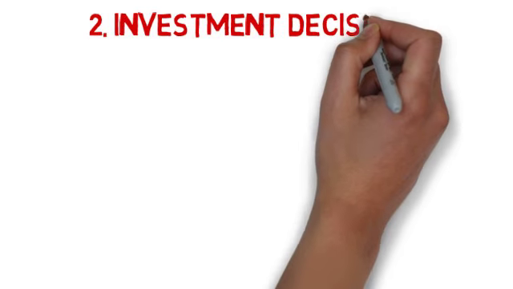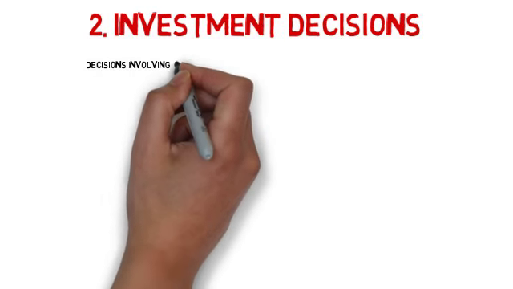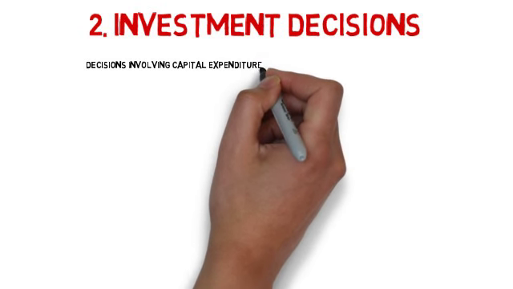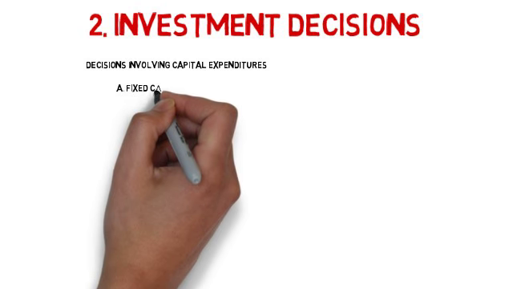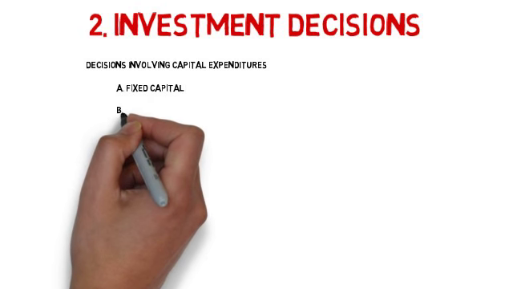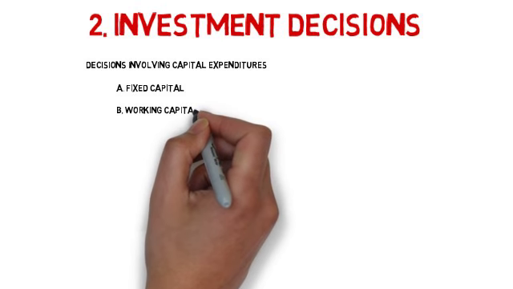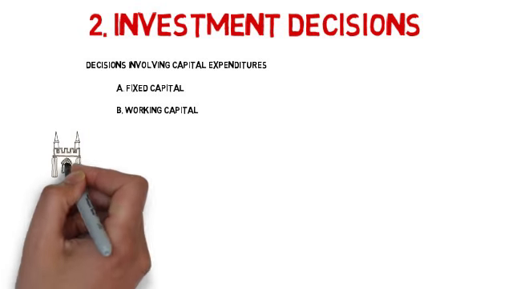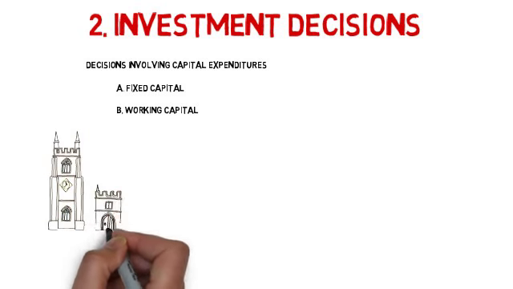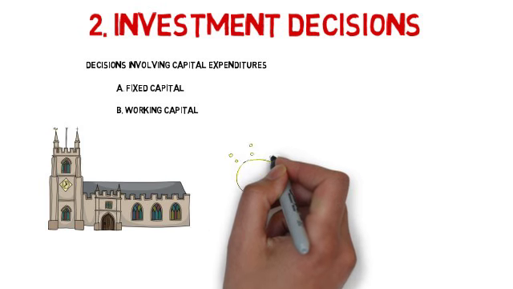Investment decisions, on the other hand, are decisions which involve capital expenditures. So when a company has raised funds, the total amount of funds raised has to be divided into fixed capital, that is, investments made in fixed assets, and working capital, that is, investments made in current assets. Looking at the earlier example of Reliance Capital Limited, where it raised a total capital of 12,000 crores, the management should now decide on how this amount needs to be invested.